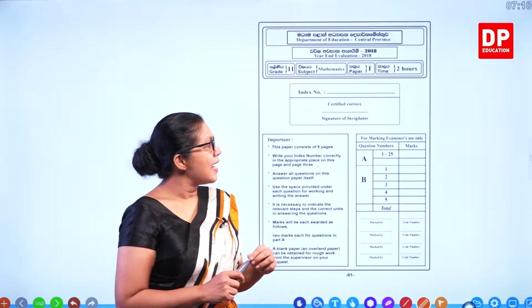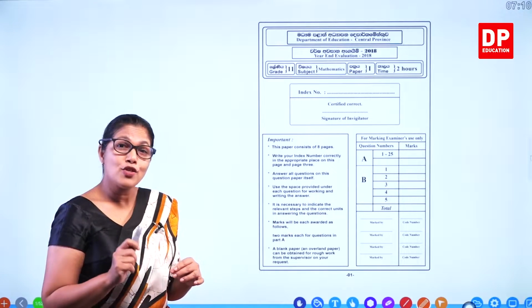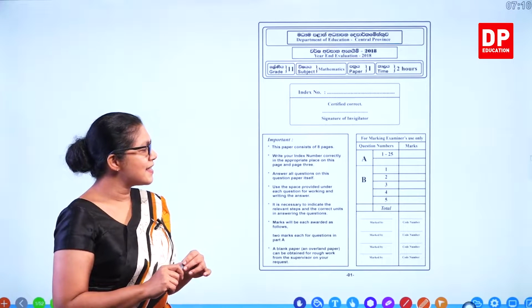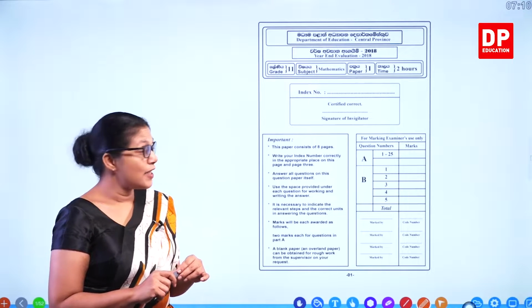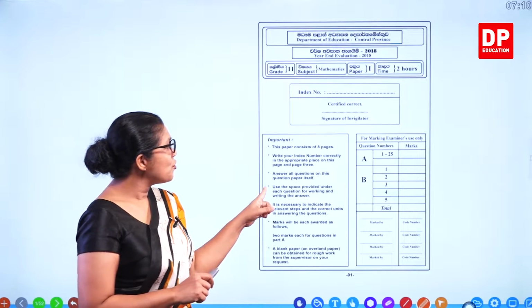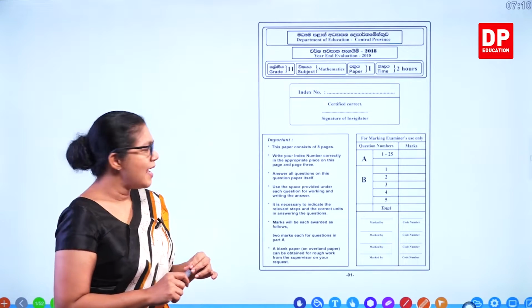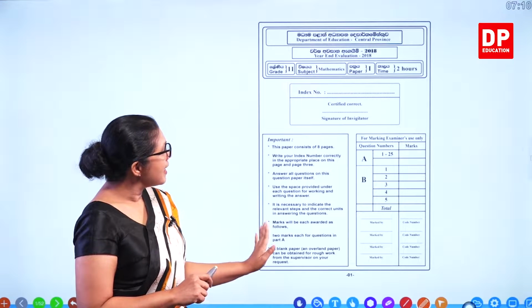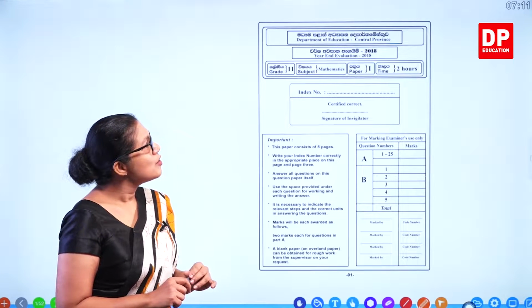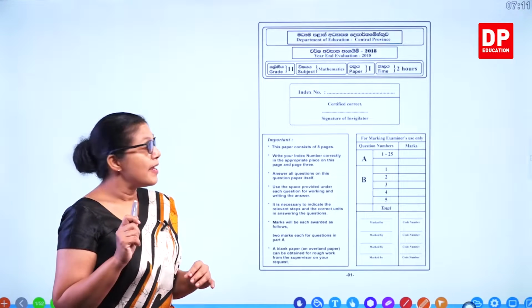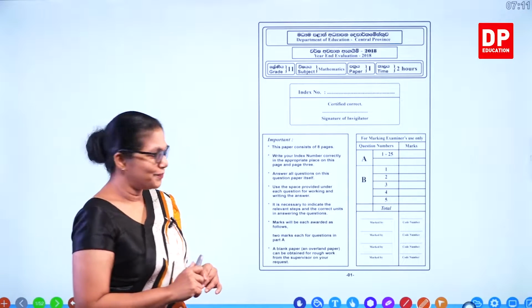So part A, 25 questions, you can spend 1 hour for that. You can spend 2 minutes and 24 seconds per question. And in part B, you can spend 12 minutes per question. And you have to answer all the questions in the spaces provided in part A as well as part B. So we'll look at how we can do this paper. So it's better you do it first and check my video.